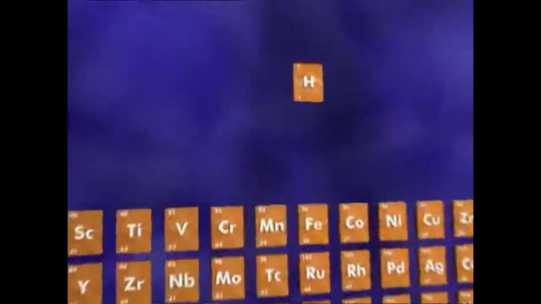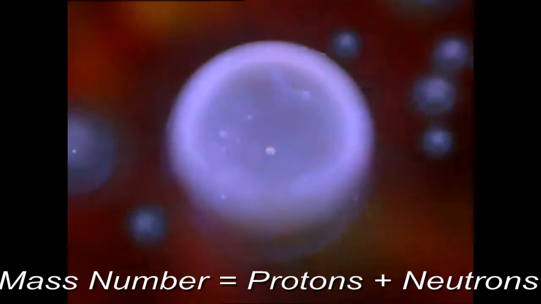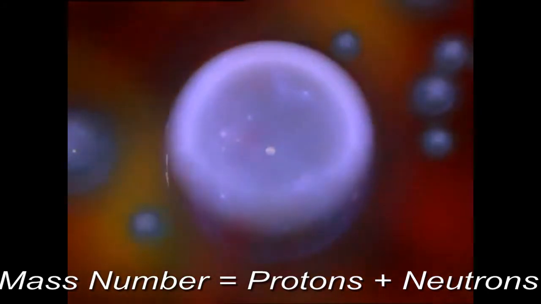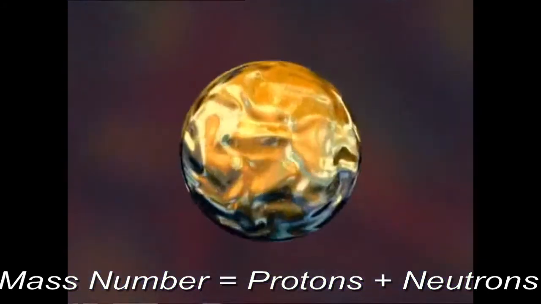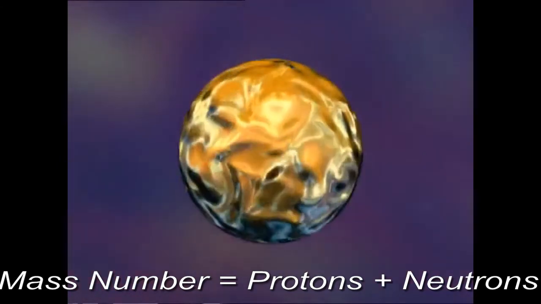To understand mass number, once again, we need to look inside an atom's nucleus. Mass number is the number of protons plus the number of neutrons. Hydrogen has just 1 proton in its nucleus and no neutrons. Its atomic number is 1, and its mass number is also 1.